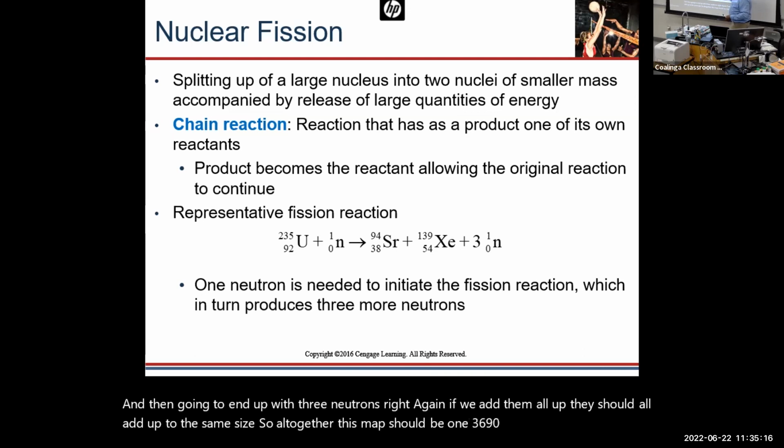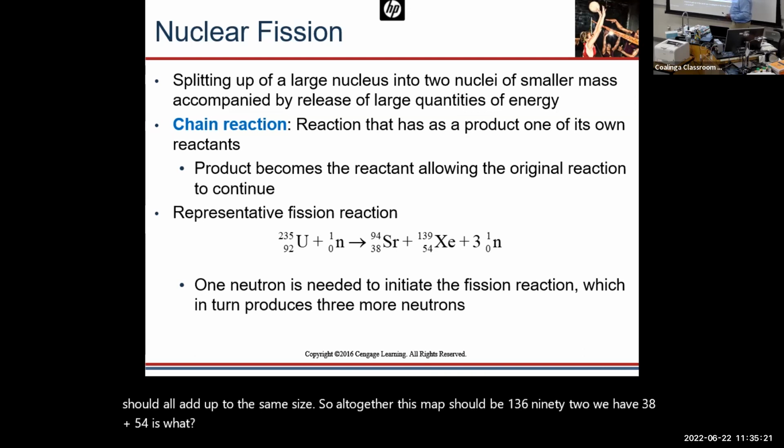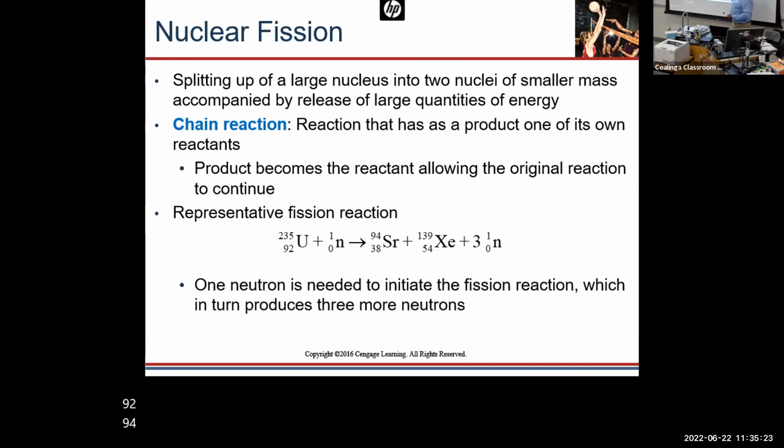Well, we had 38 plus 54, which is what? 92. 94 plus 139. 3 neutrons, 1 each. That's 235. 94 plus 139 plus 3 equals 236.